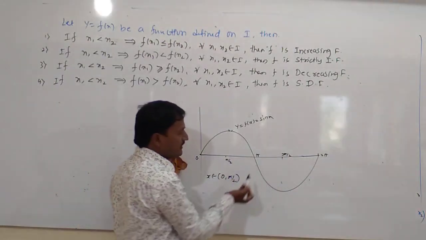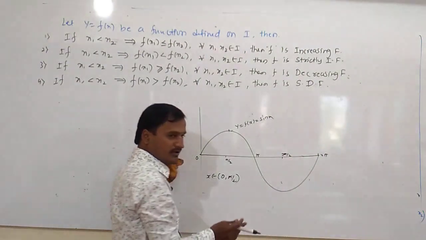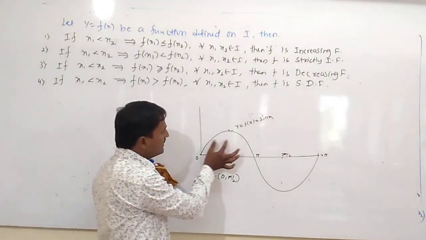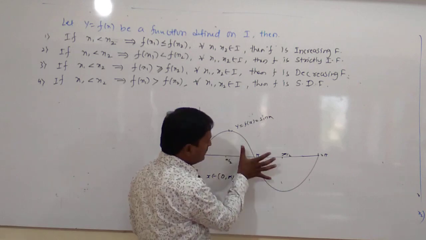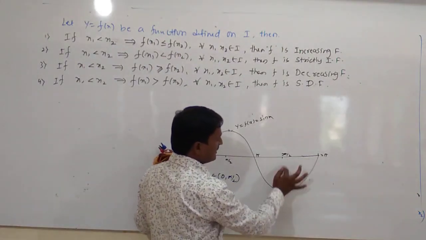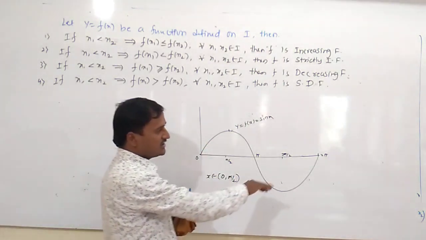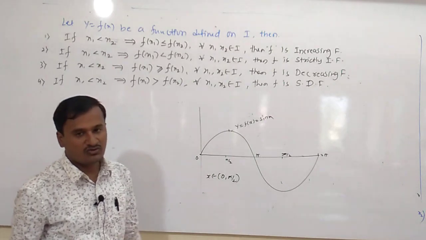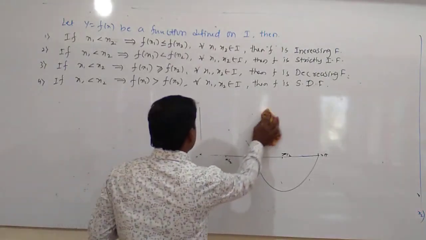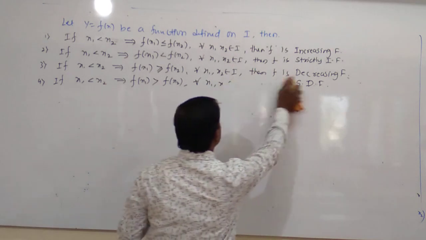From pi by 2 to 3 pi by 2, the given function is decreasing. And again from 3 pi by 2 to 2 pi, it is increasing. It means that if you take only the interval pi by 2 to 3 pi by 2, then we will say that the given function is decreasing. Again in the next interval, the given function is increasing. But in the total interval it is increasing, decreasing, and again increasing. Hence in the total interval 0 to 2 pi, we will say that the given function is neither increasing nor decreasing. Now these are the mathematical definitions related to increasing and decreasing functions.